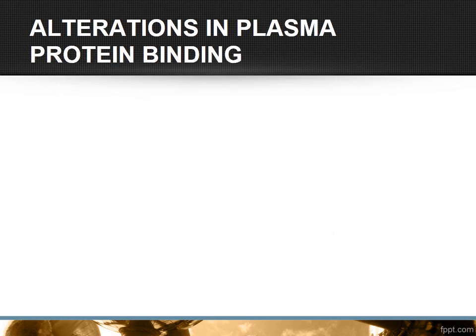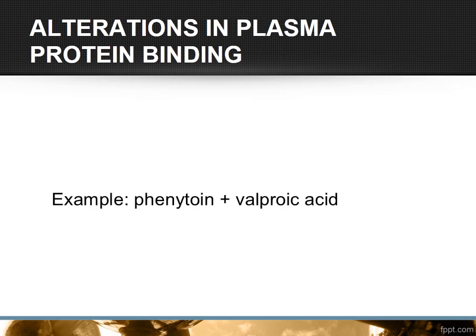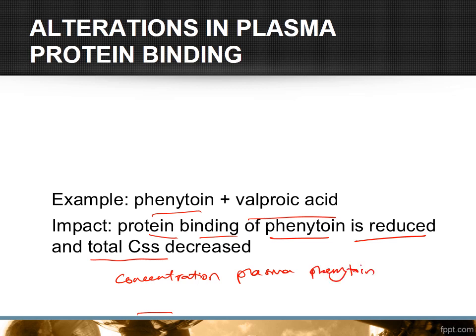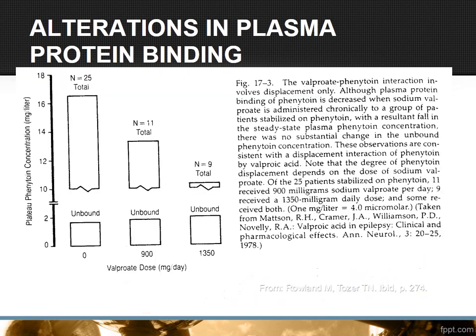So the last mechanism of drug-drug interaction will be the alteration in plasma protein binding. For example, when you co-administer phenytoin and valproic acid, the impact will be that the protein binding of phenytoin is reduced, and eventually the total plasma concentration of phenytoin at steady state also decreases. So here is the example of plasma concentration of phenytoin when phenytoin is co-administered with valproic acid. As you know from the previous slide, valproic acid can displace phenytoin from plasma protein.